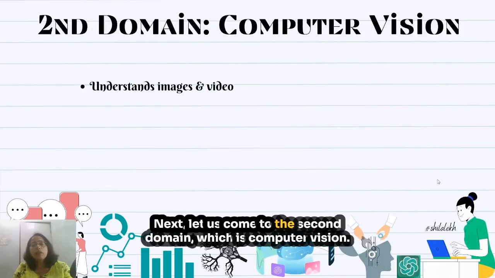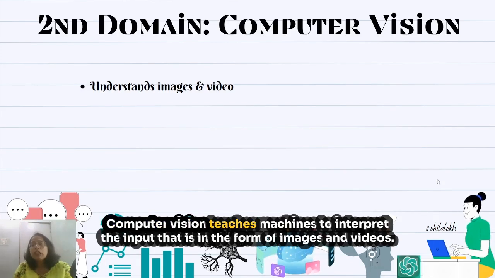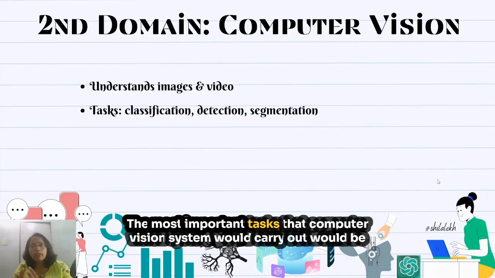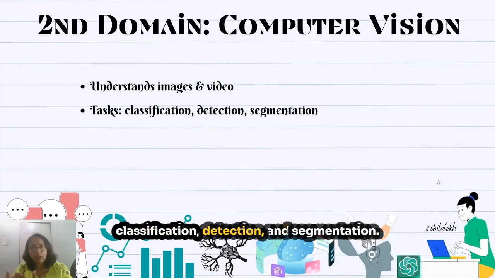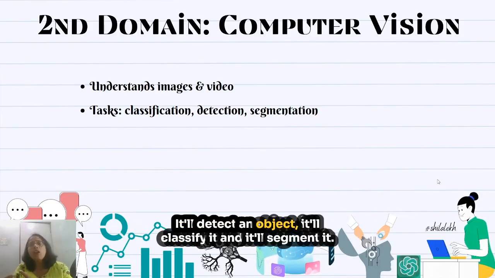Next, let us come to the second domain, which is computer vision. Computer vision teaches machines to interpret the input that is in the form of images and videos. The most important tasks that a computer vision system would carry out would be classification, detection and segmentation. It will detect an object, it will classify it, and it will segment it.